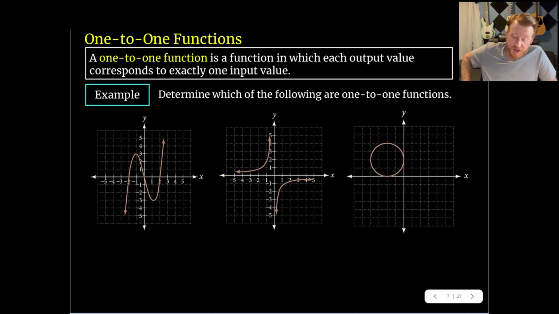A one-to-one function is a function, so it's already got to be a function. We talked about the difference between relations and functions. A one-to-one function is an even more special type of function where each output value corresponds to exactly one input value. This is kind of saying the definition of a function in reverse. A function is making sure that every input goes to exactly one output. Now we're saying make sure every output is coming from exactly one input.